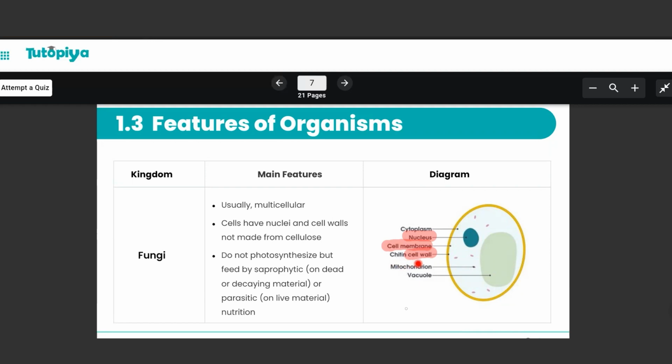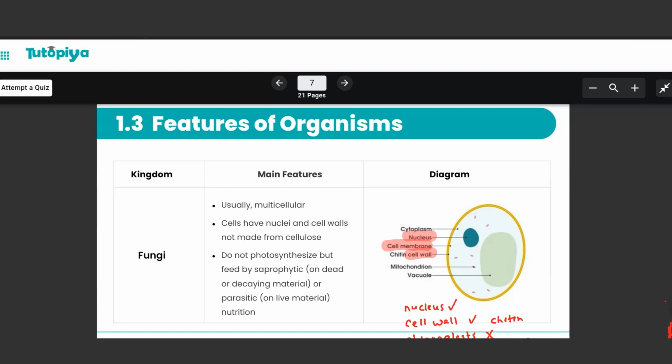The fungal cell too has a nucleus. It has a cell wall, but this time the cell wall is different to the plant cell. It's made up of a material called chitin. And regarding chloroplasts, do you see any structures, any chloroplasts in this fungal cell? No, because chloroplasts are absent in fungal cells.